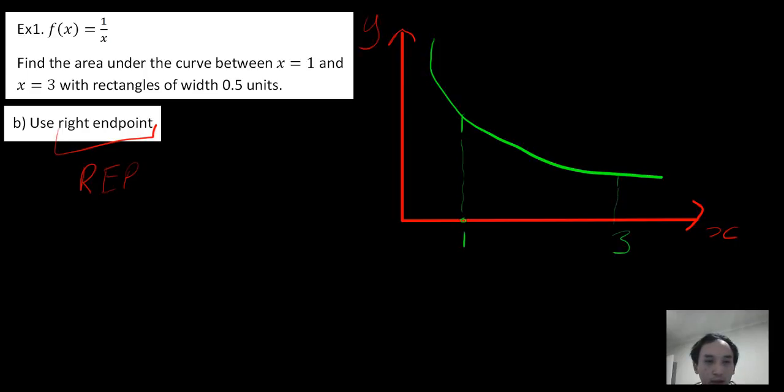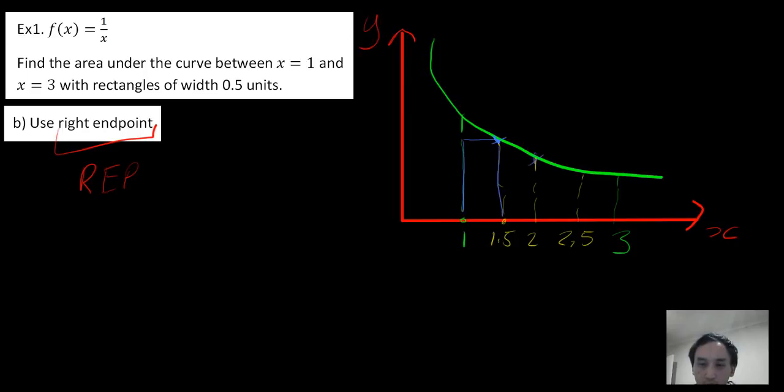What we're going to do over here is split this up into many rectangles that all have a width of 0.5. So we have 1.5, 2, and 2.5 down here. We need to form rectangles using the right corner. So that means when we form our rectangles over here, the right corner needs to touch the curve, and from there we can form a rectangle.